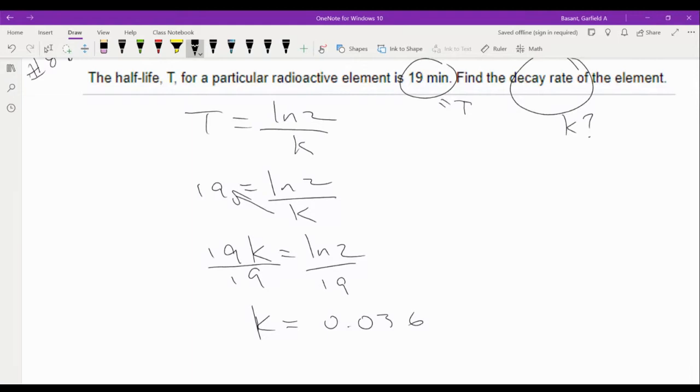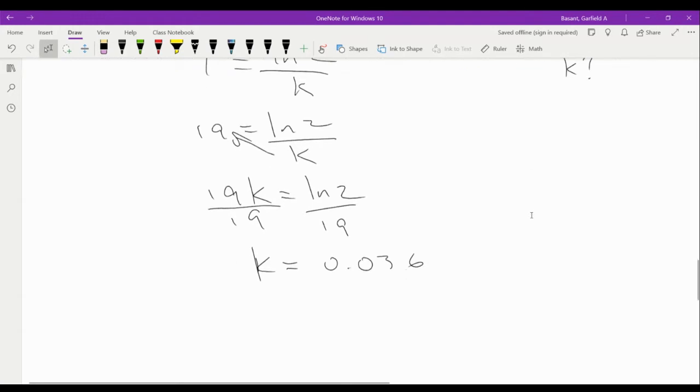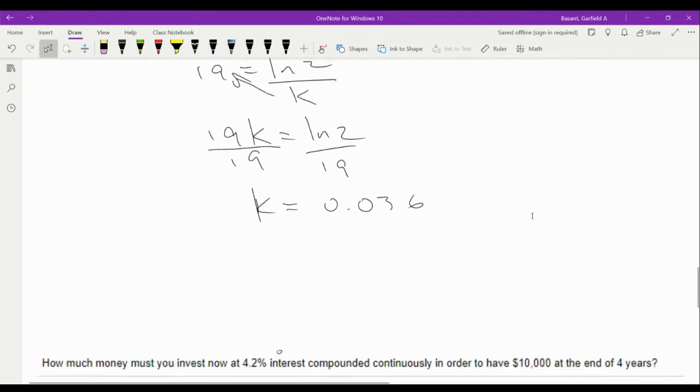That was number 8. All right, and they actually wanted it in terms of the percentage. So what's that as a percentage? 3.6. So the decay rate is equal to 3.6%. Agreed.